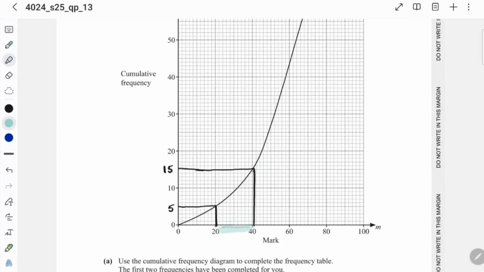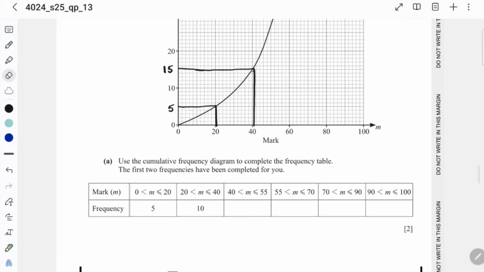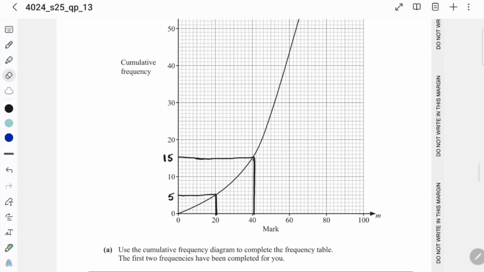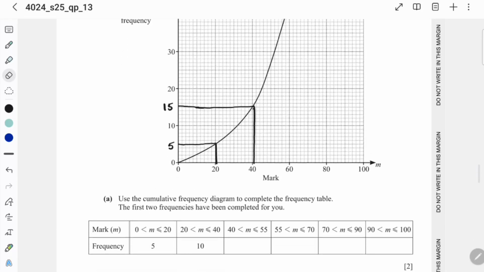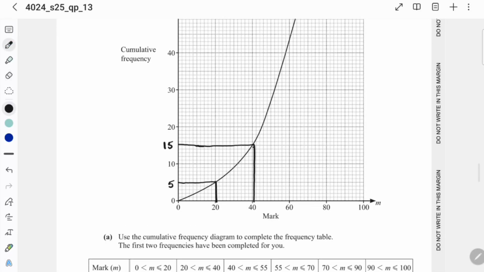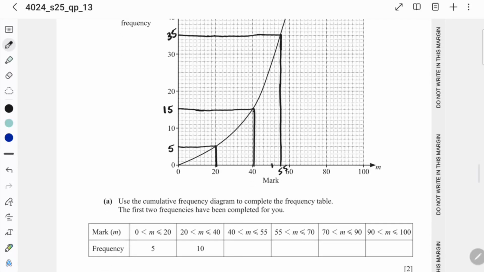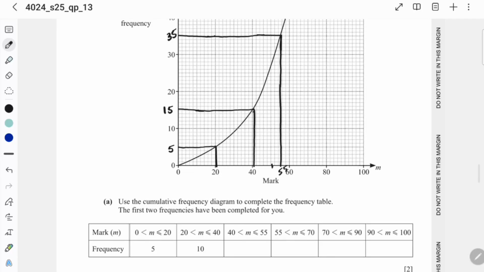Whenever I check the line, 40 is meeting at 15 on my axis. Now I'm looking for 40 to 55. I'll mark all and then subtract to get the frequency there. So the next number is 40 to 55. Now we'll have to look at 55. So this is 50, and between 50 and 60 we'll have 55. So here it is 55 and it's reaching at 35.